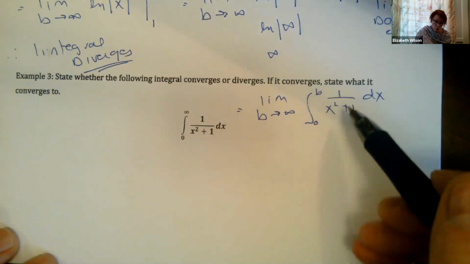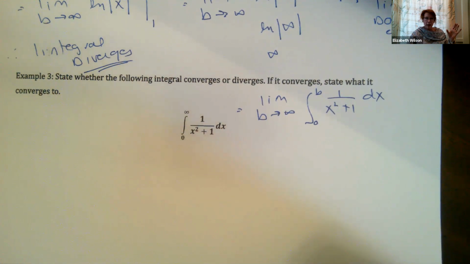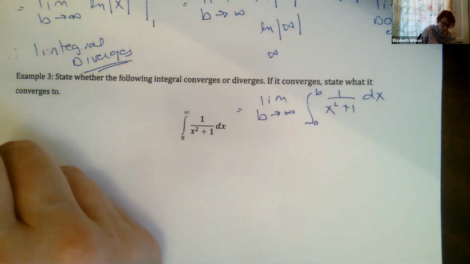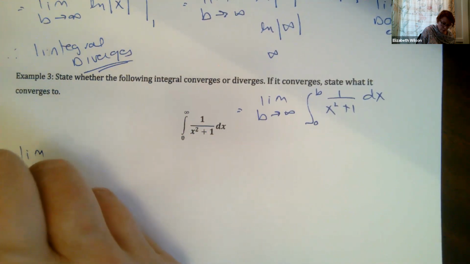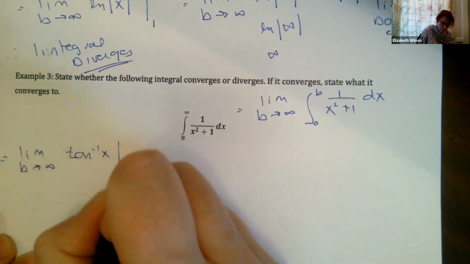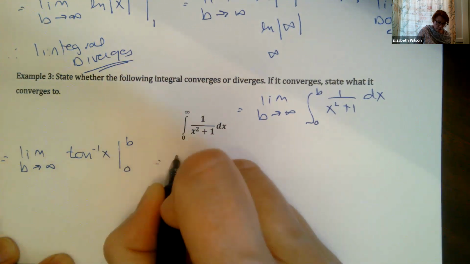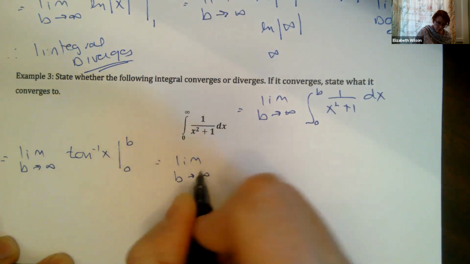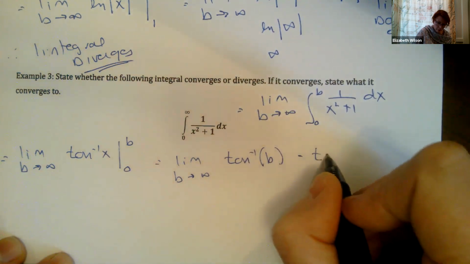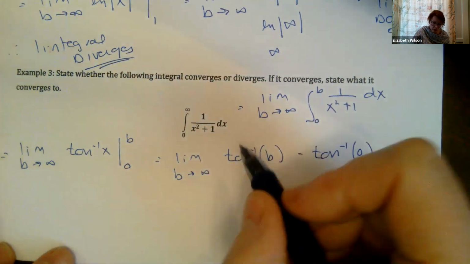Okay. So 1 over x squared plus 1, if I were to take that integral, you should start thinking right now, oh, that's an inverse trig function. That's going to be my tangent. So the limit as b goes to infinity, I've got inverse tangent of x, and I'm going to go from 0 to b. So this is equal to the limit as b goes to infinity of inverse tangent of b minus inverse tangent of 0.